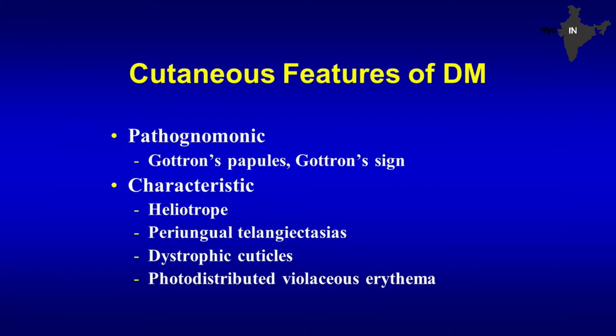So we're going to talk today about cutaneous manifestations of dermatomyositis. And to start, I want to review some of the cutaneous features. In previous Sontheimer criteria, pathognomonic features have been Gottron's papules and Gottron's sign, and we'll show you examples of this. And then characteristic features are heliotrope, periungual telangiectasias, dystrophic cuticles, and photodistributed violaceous erythema.